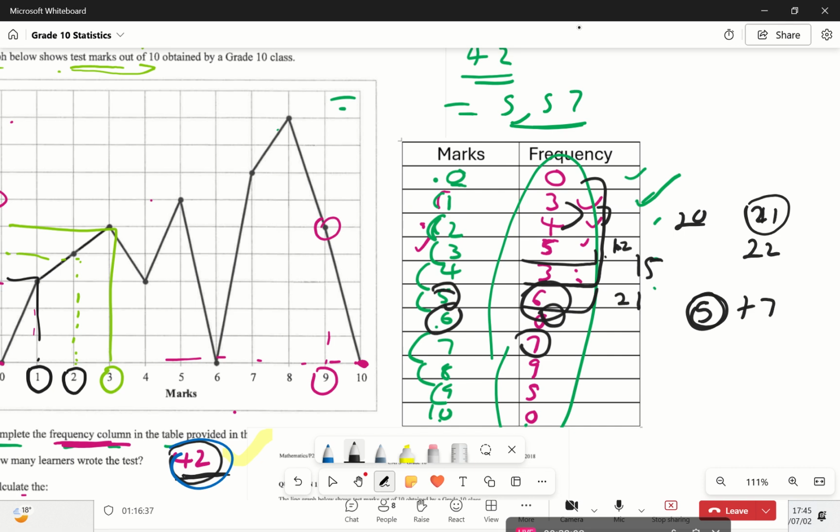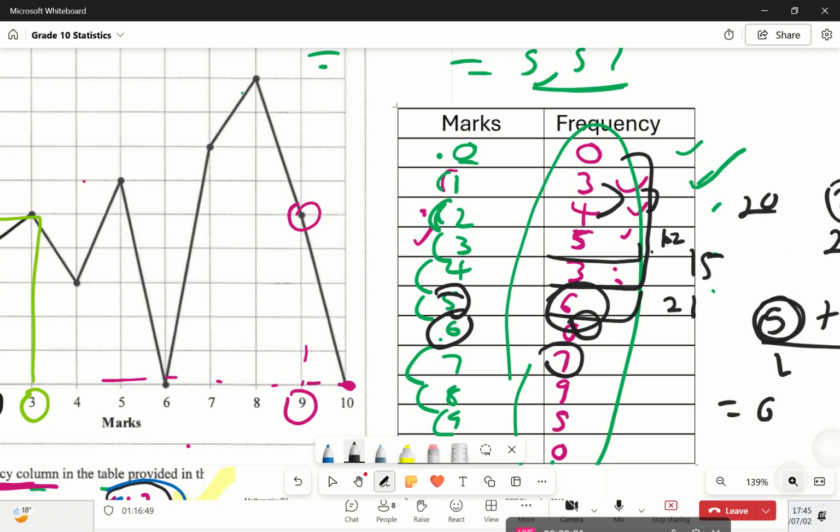So it's going to be 5 plus 7 over 2, which gives us 6. So therefore, the median is 6.